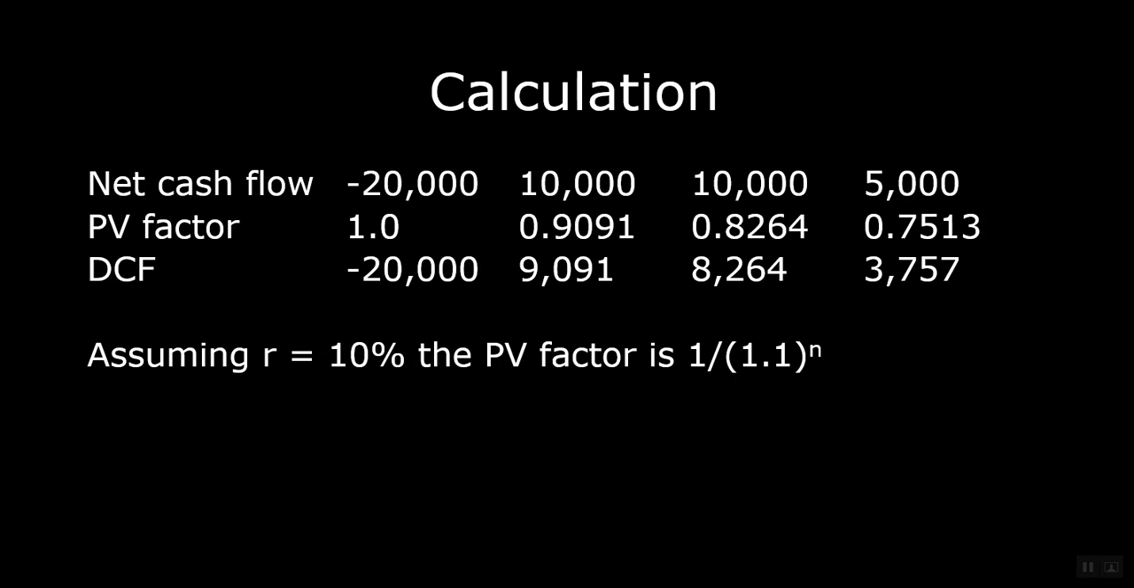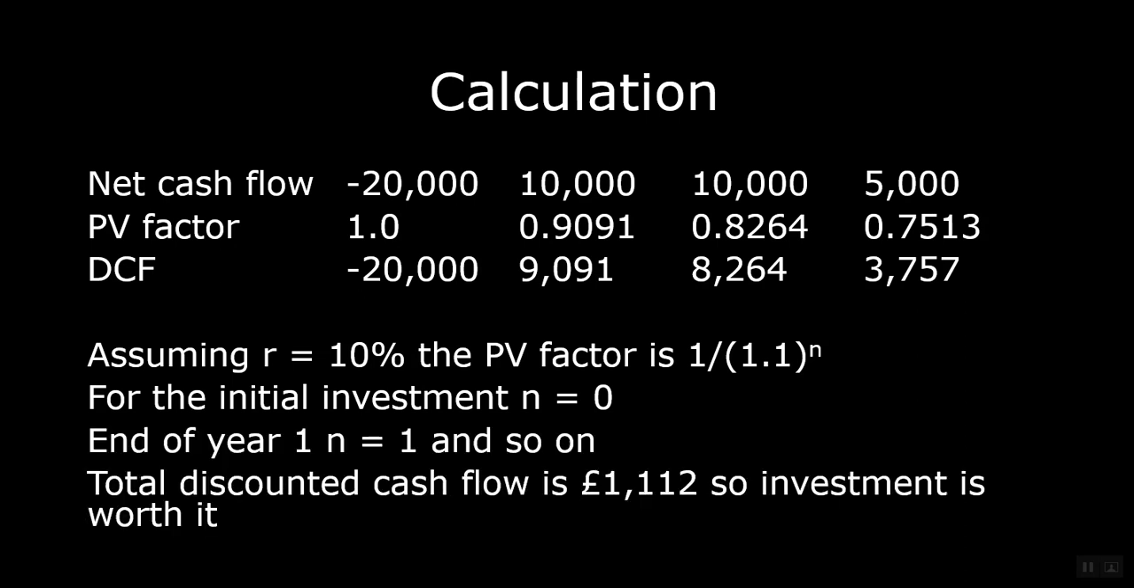The next year it's plus 9,091. The next year it's 8,002, and the final year it's 3,757. So I just about make some money, £1,112 on my £20,000. But I've made money. So if I'd offered you £1,112 now, you would have taken it.